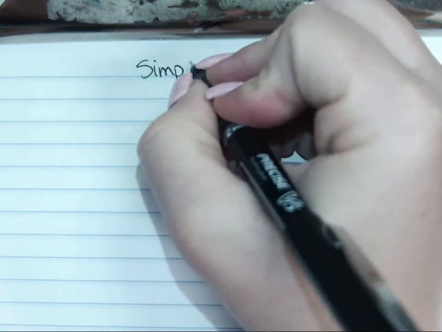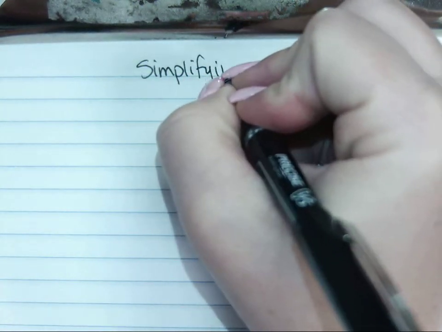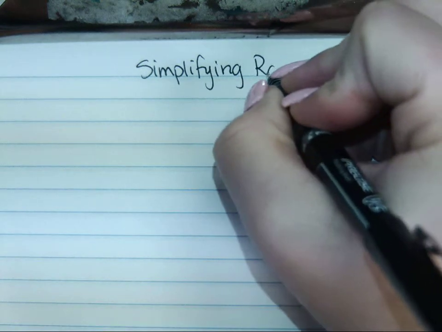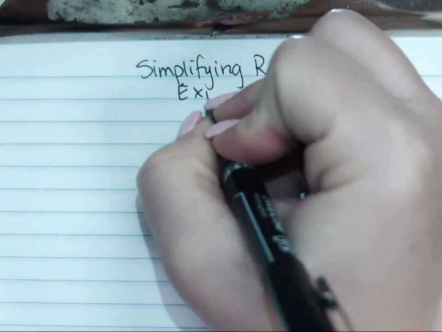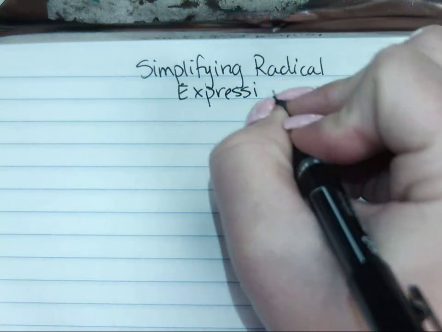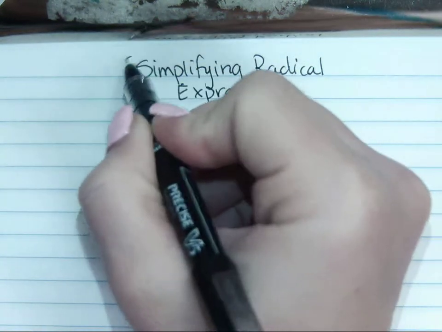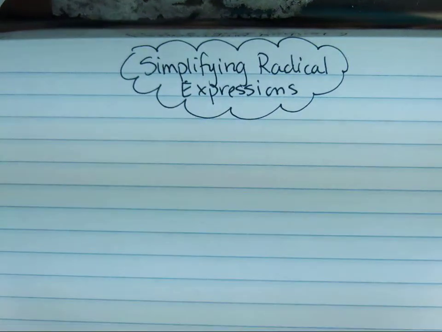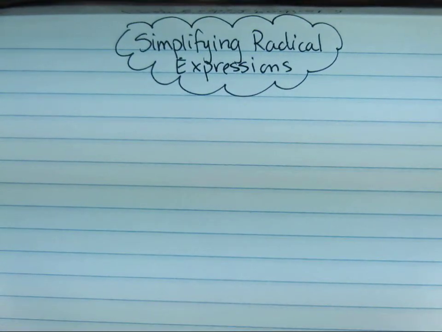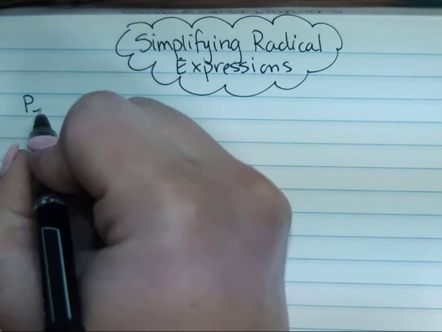This video is about simplifying radical expressions. So let's get that written down. Now, when you are simplifying radical expressions, you have to remember that you're looking to find perfect squares. And so anytime you simplify a radical, you always want to remove your perfect squares.